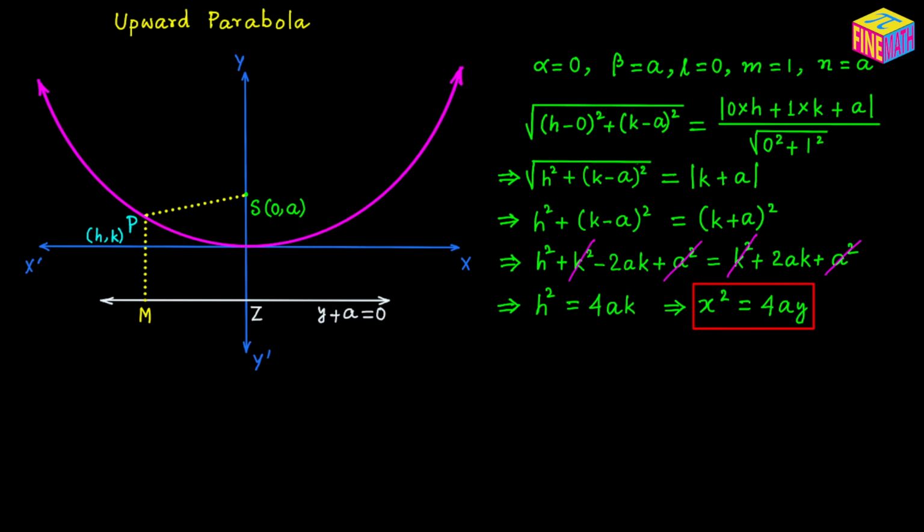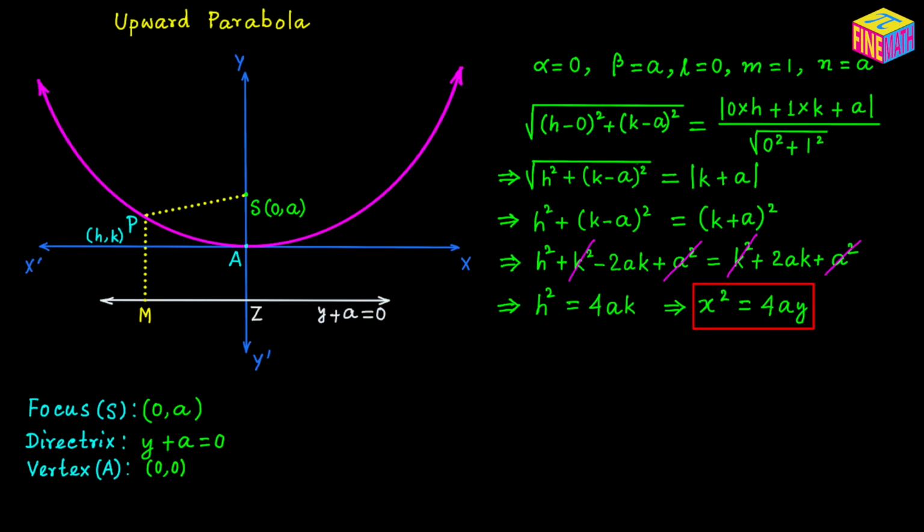Here again, let's note down the values of the various attributes. Focus is located at 0, a. The equation of the directrix is y plus a equals 0. Vertex is at the origin 0, 0. Equation of the axis is same as the equation of the y-axis, which is x equals 0.